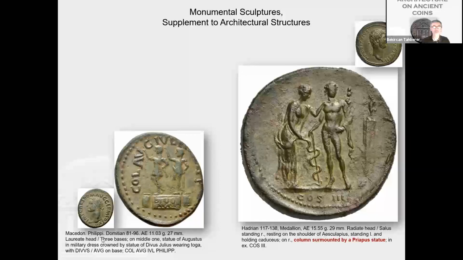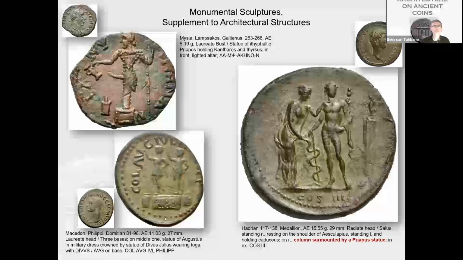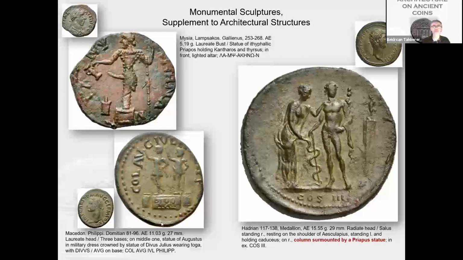This one is from Philippi in Macedon. There are 3 bases. In the middle, you have the statue of Augustus in military dress, and he is crowned by Divus Julius behind. Obviously, it's a statue. And then here is another example from Lampsacus, a statue of an ithyphallic Priapus holding a cantharus and thyrsus. In the field is another architectural item, a lighted altar.